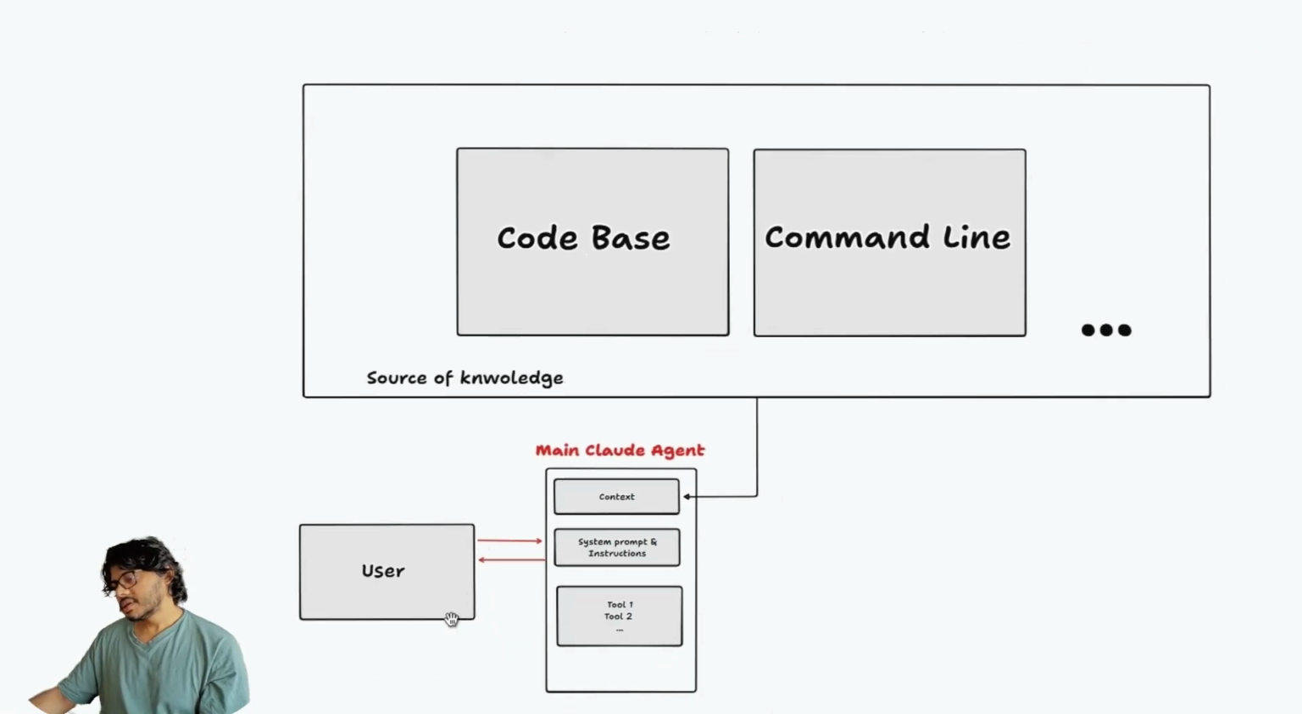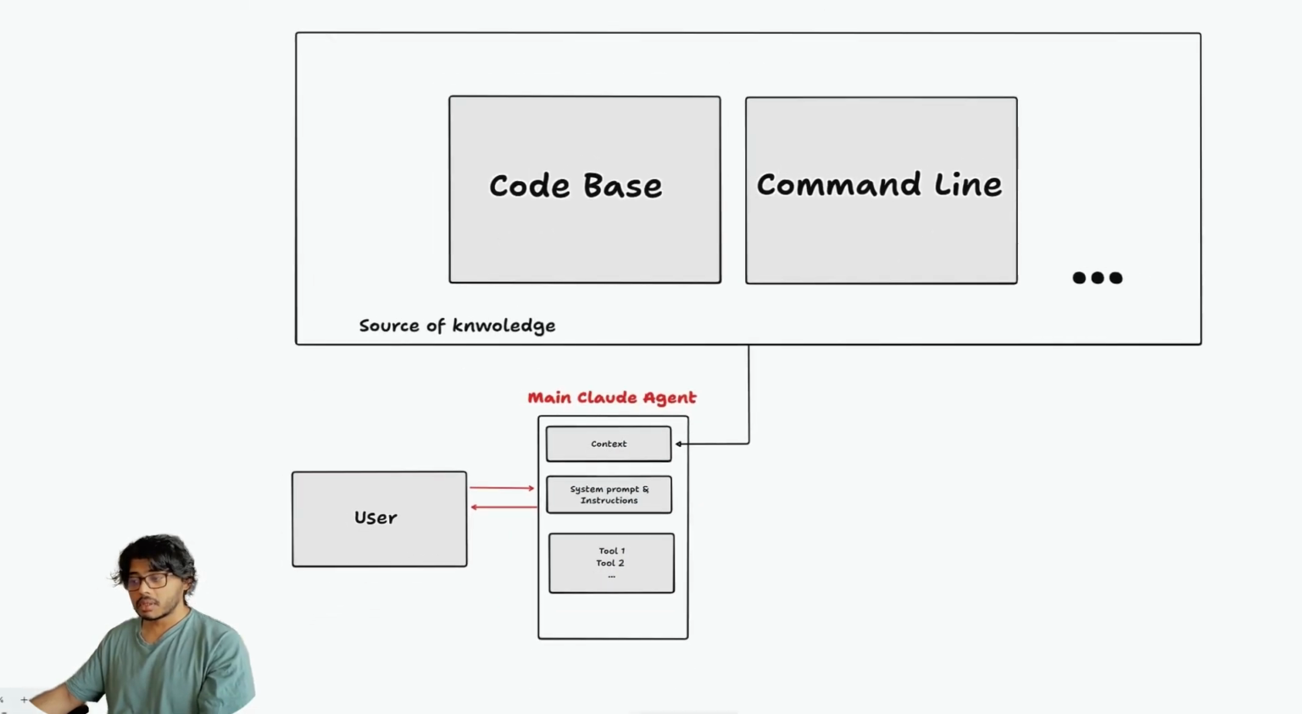The user here interacts with the main Claude Code agent. The agent has three main components: context, system prompt and instructions, and tools. The context window is basically a working memory for the agent. It limits how much information the agent can hold during an execution cycle. System prompts and instructions define how the agent should behave and what task it needs to do, how it should do it, etc. This is already done by the Anthropic team, but you can still customize it using the claude.md file, but that is for another day's topic.